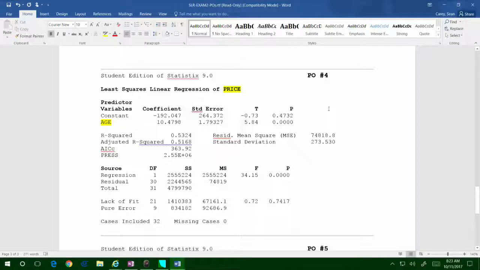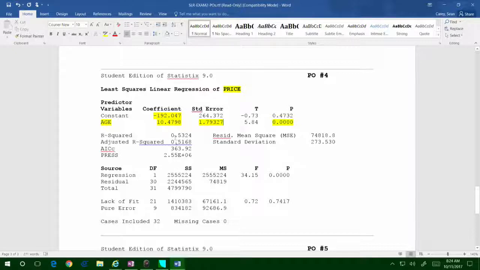What are some important numbers that we look at on this printout? Well, the t-test on the beta 1. Now, how do I know which row represents beta 1? Beta 1 is multiplied by age, therefore it's the age row. So it's that t value. There's the estimates of the betas. Both these are important. There's the estimate of the y-intercept, negative 192. Here's the estimate of the slope, of 10.4. If you want to form a confidence interval, you need the standard error of the estimate, so you need that number also. So those are some important numbers.